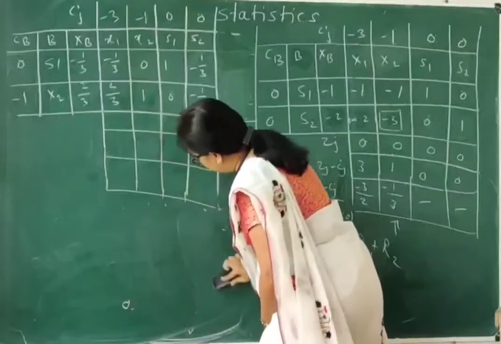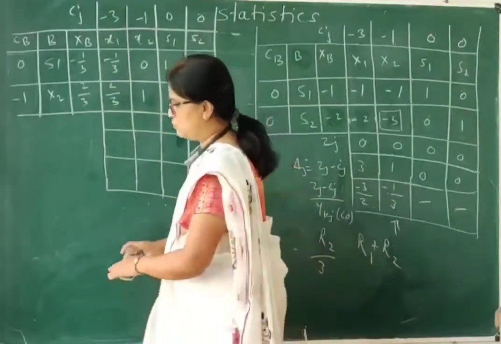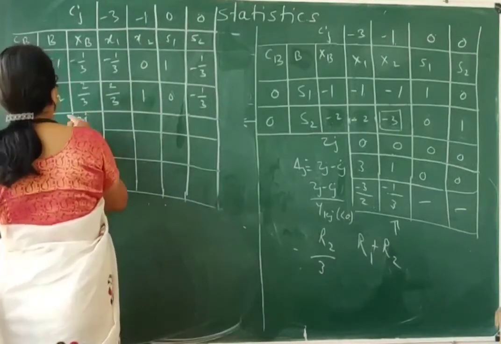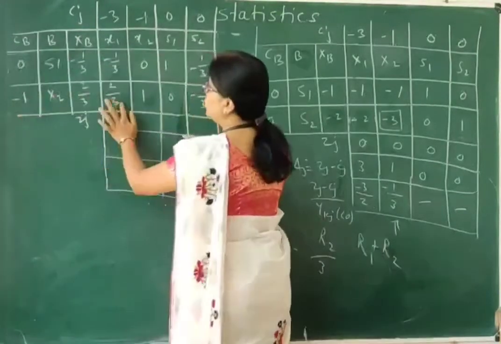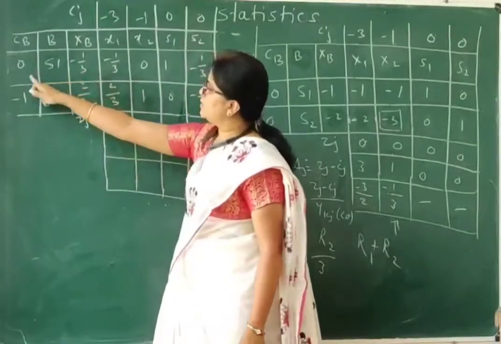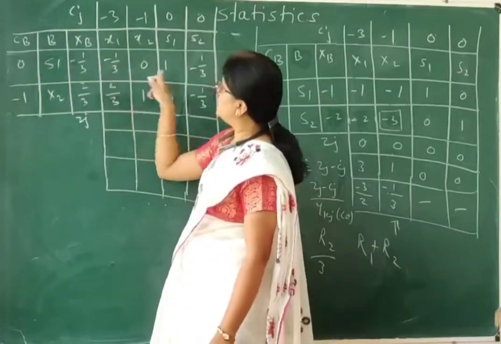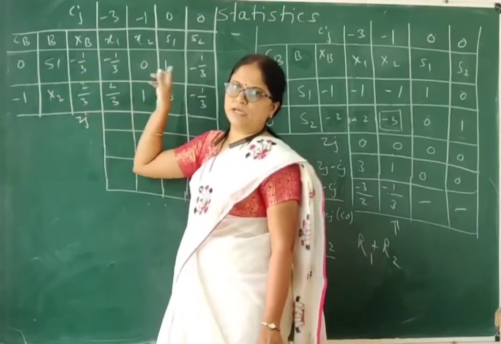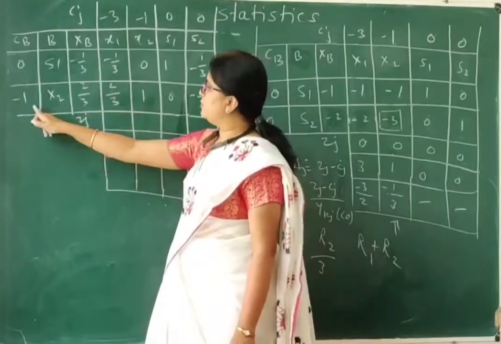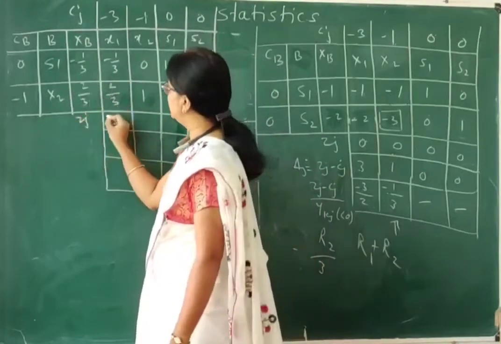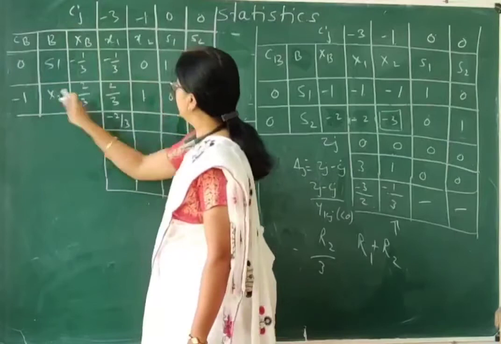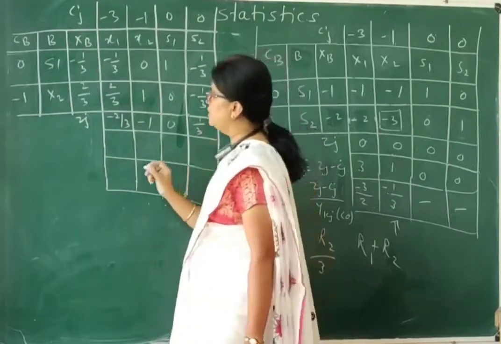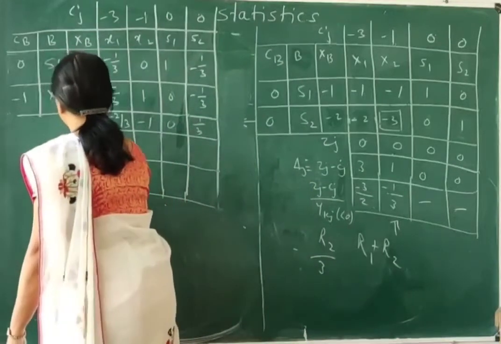Now let me find Z. So it is Z over here. Z means CB into XB. So 0 into this. I can't multiply 0 by this row. I can multiply only this, because if I multiply by 3. Fine.